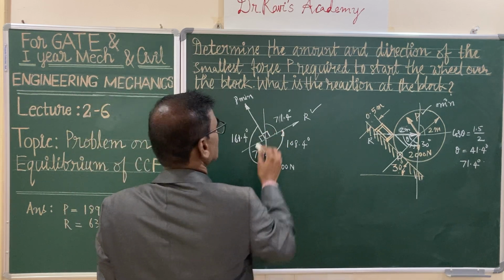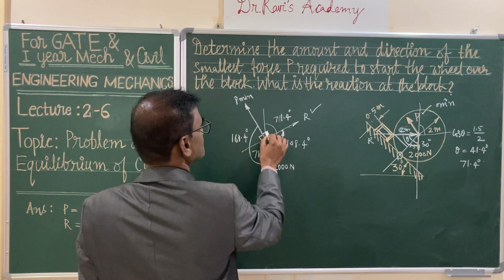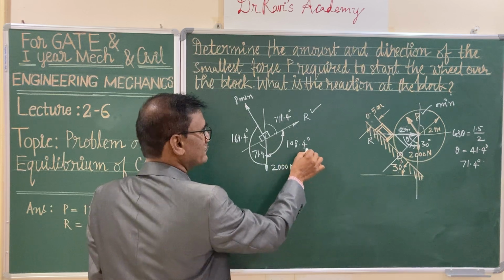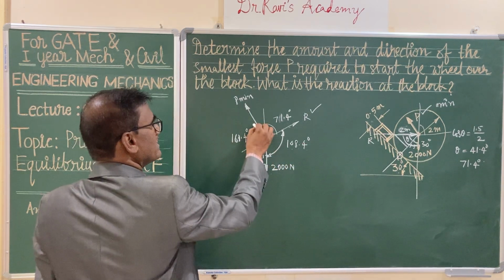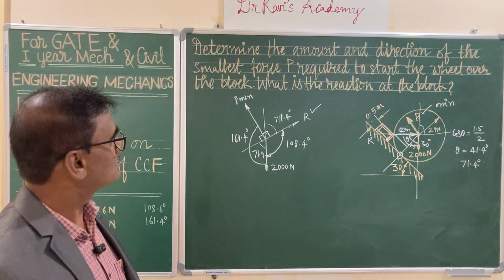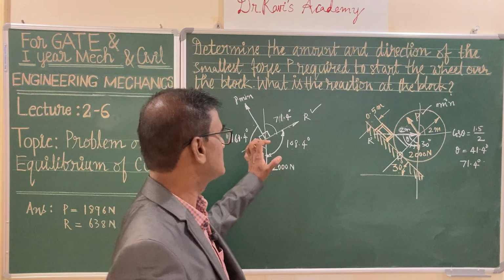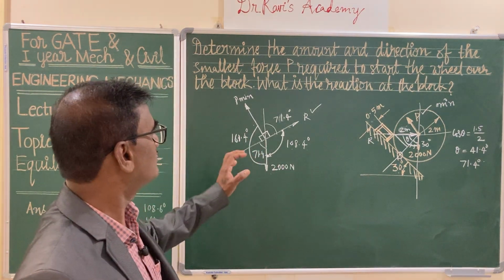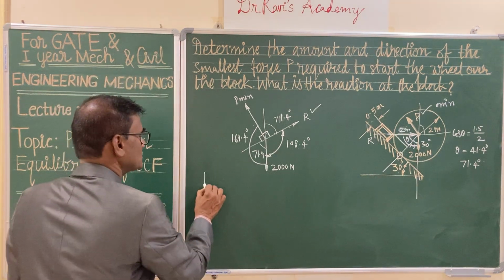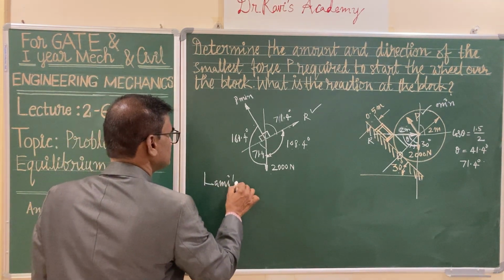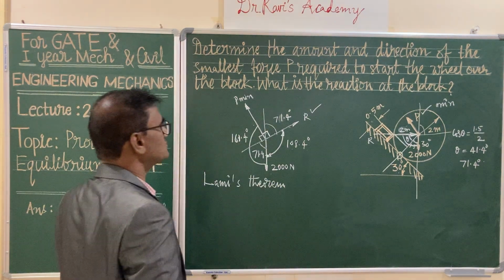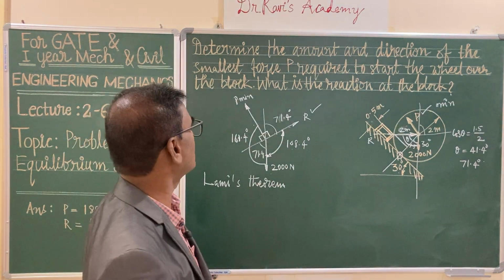Now you got all the angles. The angle between the reaction and P minimum is 90. The angle between R and the weight is 108.4, and the angle between P minimum and the weight W is 161.4. So you have represented all the forces on a coordinate axis, and you have three forces, all diverging forces. You can comfortably apply Lami's theorem. According to Lami's theorem, each force is proportional to the sine of the angle between the other two forces.